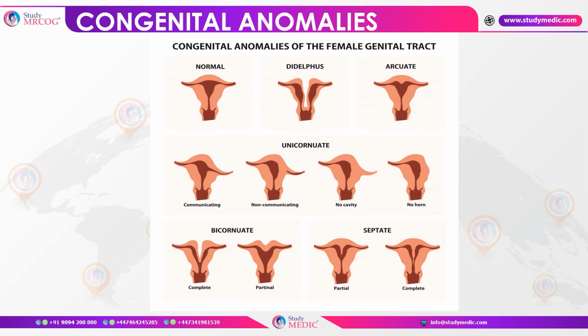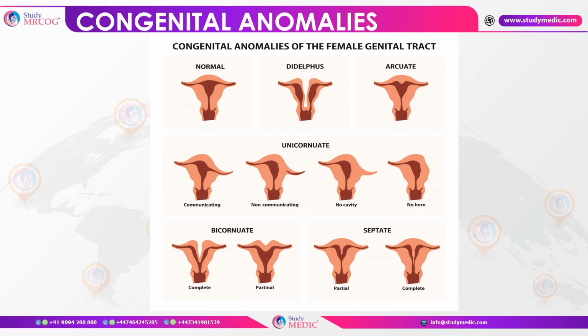Coming to unicornuate uterus, in unicornuate uterus there is only development of one of the horns and the other horn can either be completely not present, or there is no cavity, or there is a horn and cavity but it is not communicating, or there can be an underdeveloped horn with the cavity which is communicating with the well-developed horn. Coming to bicornuate uterus, in bicornuate uterus there is two different horns and there is incomplete fusion of both. So this can either lead to a partial or a complete bicornuate uterus.